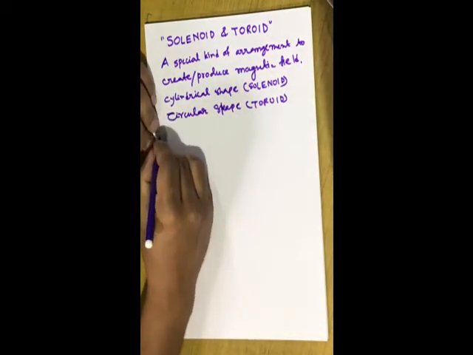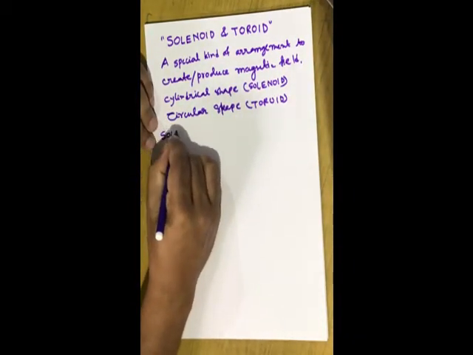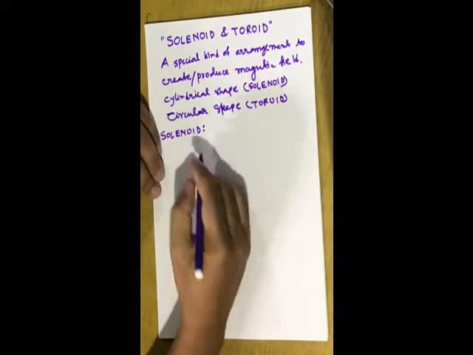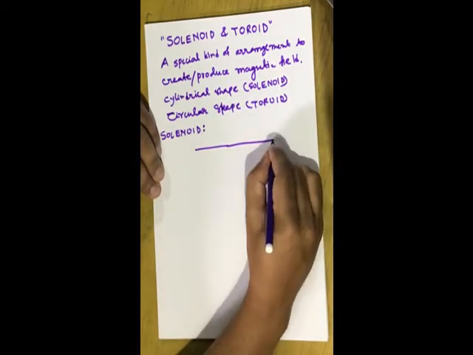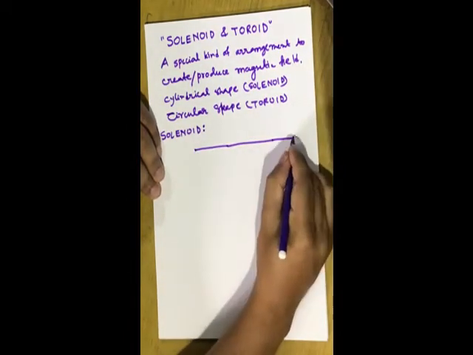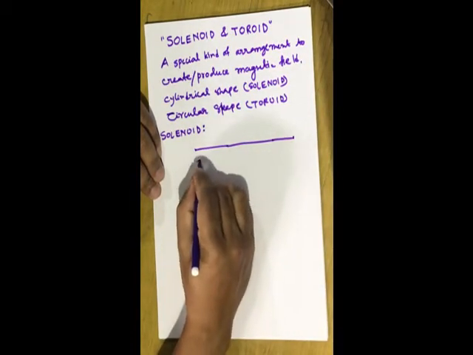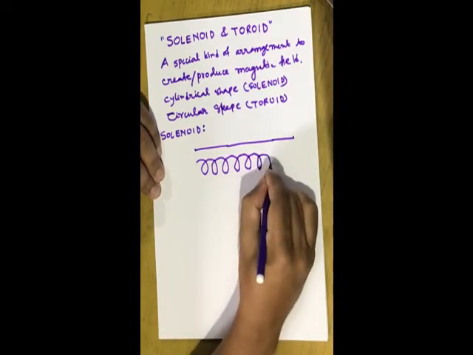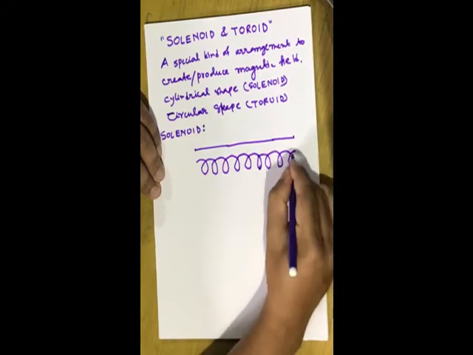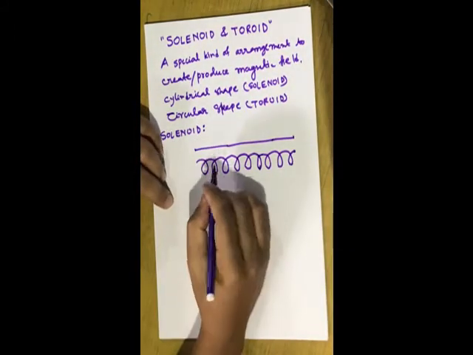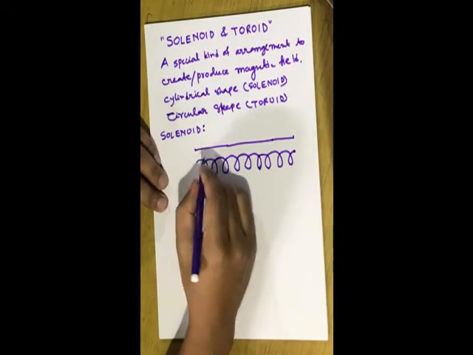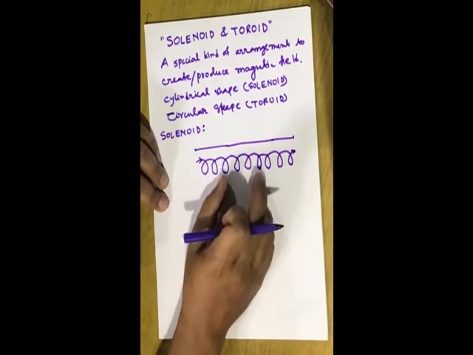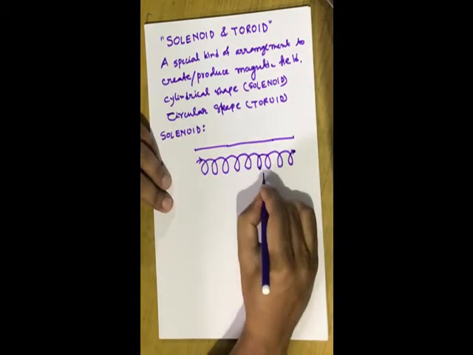Okay, let's first discuss solenoid. Now what is a solenoid? Suppose first you take a long conducting wire, and then you have to turn the wire in the form of a helix. Okay, this is the form of a helix, right? Now you let current I pass through this arrangement. Now this arrangement will be termed as a solenoid.